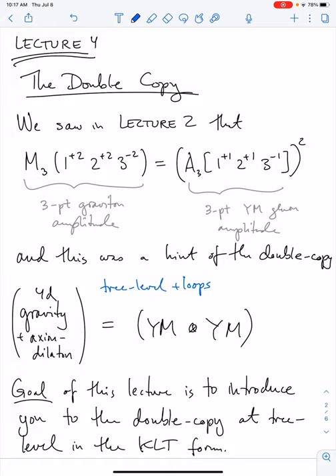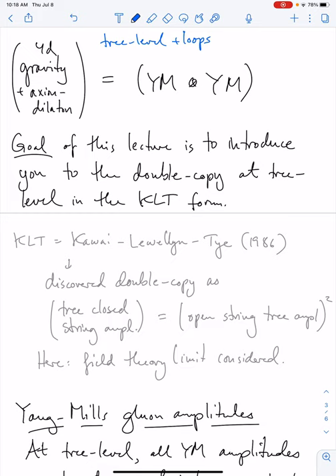So the goal of this last lecture is to introduce you to the double copy at tree level and try to explain how remarkable it is that such a thing can possibly work, and then give you a little bit of perspective on the underlying structure. The double copy can be found in many different forms. I'll comment toward the end of the lecture about different versions of it. And the particular form I'll focus on in these lectures is the so-called KLT form.